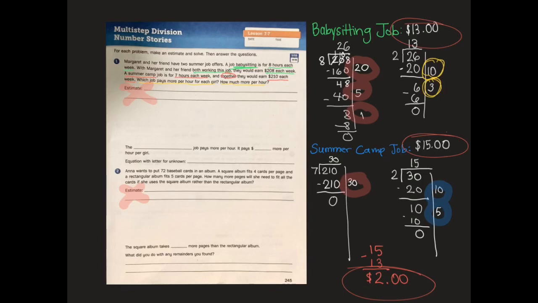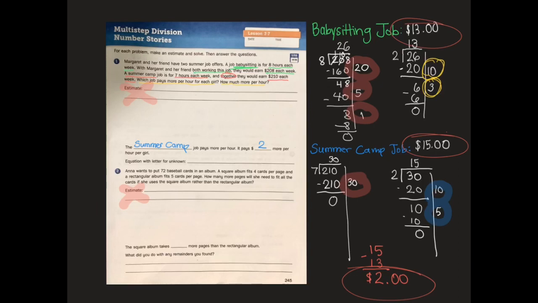So what job pays more per hour? Yeah, you're right, the summer camp job. The summer camp job pays more. It's $15 an hour as opposed to the babysitting job of $13. Okay, and then the second question asks us it pays blank more per hour, and when we subtracted those two, we got $2. So it pays $2 more per hour.